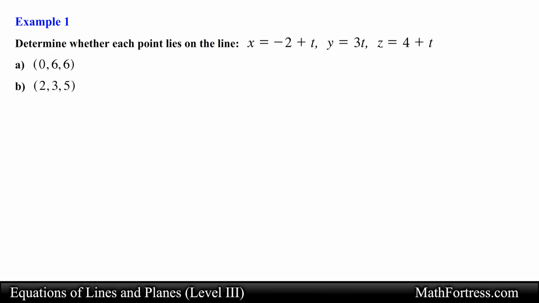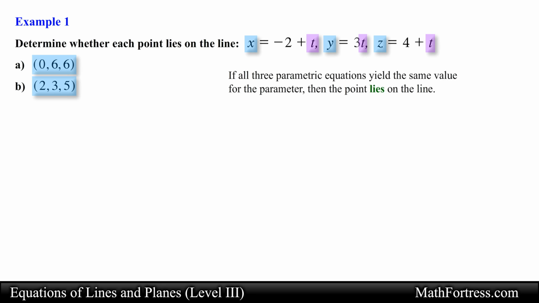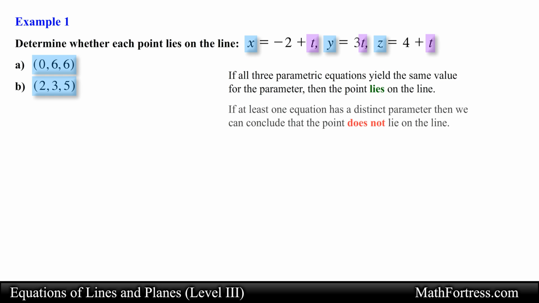We can determine this in a couple of ways. We can substitute the coordinates of the point into the parametric equations and solve for the parameter t for all 3 parametric equations. If all 3 parametric equations yield the same value for the parameter, then the point lies on the line. On the other hand, if at least one equation has a distinct parameter, then we can conclude that the point does not lie on the line.